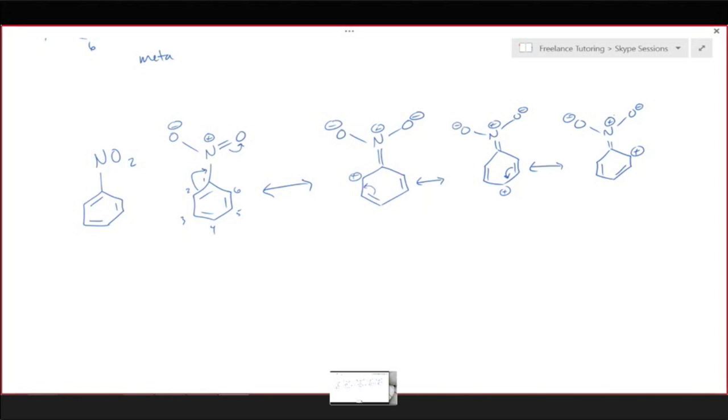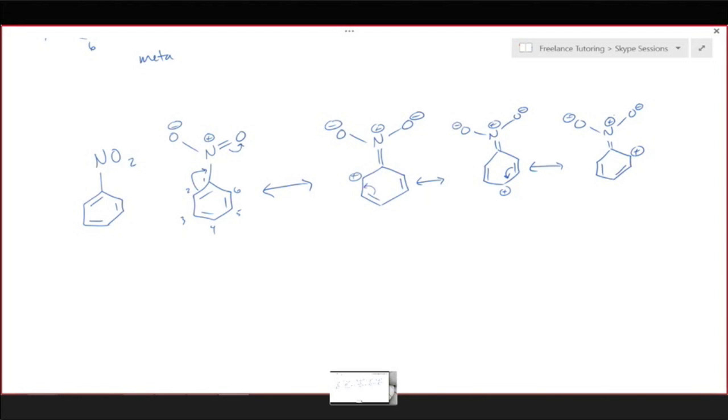That would be nucleophilic. And why is that? Because that is less bad. It does not have to be positive. Yeah, well put, because that's the less bad position. Everybody's bad here as a nucleophile, but the meta position is the least bad because it doesn't actually have a resonance structure with a positive charge.